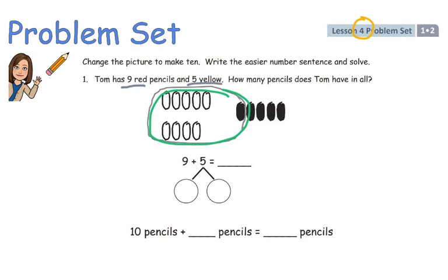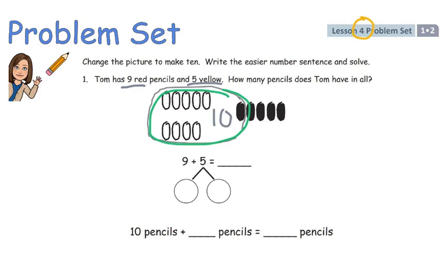Right, they made a group of 10. So we're actually going to write the number 10 inside here, so we don't forget that that's a group of 10. Now let's look at our equation down here. It says 9 plus 5.